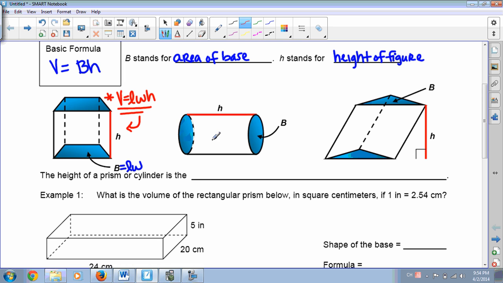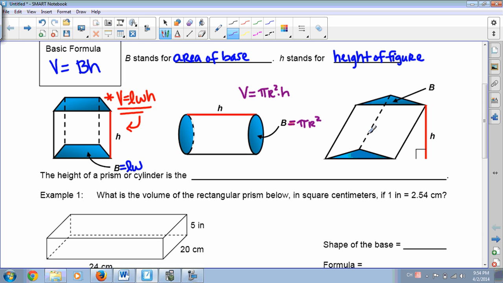Okay, our next picture here is of a cylinder. And again, it's laying on its side, so the height is going horizontally, and the big B is pointing to the base here, which is the shape of a circle. So obviously, the area of a circle is the formula pi r squared. So really, the volume for a cylinder is pi r squared times h, because big B is the shape of a circle. And this last picture is a triangular prism.